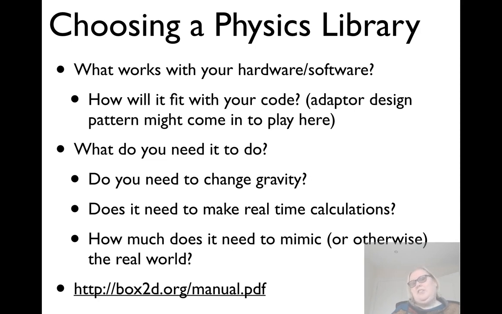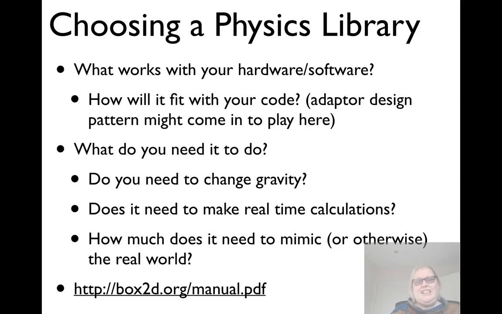Does it need to make real-time calculations? Does it need to be fast? Because some physics engines work behind the scenes and do calculations ahead of time that may be required, and so the speed of the physics engine doesn't really matter. But in some games, they'll actually be updating the physics every frame. So you need it to keep up with your game life. You need it to keep up with the frames per second. So you need a really fast physics engine. So it's worth thinking about that.